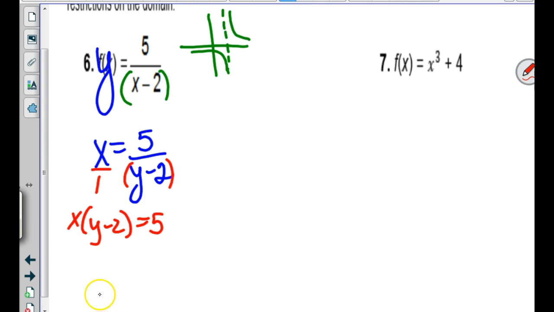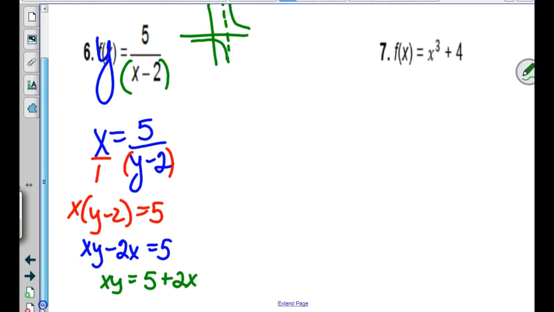We're trying to get the y by itself, so we can distribute or not distribute. It's up to you. Would most of you distribute? Just let me ask it that way. So if I distributed, I'd have this. Okay, still trying to get the y by itself. What do you want me to do? So we'd have xy equals 5 plus 2x.